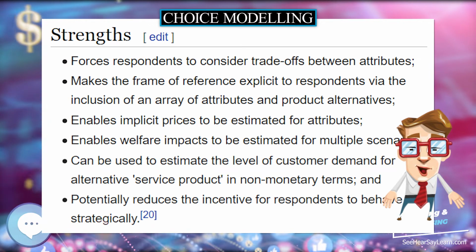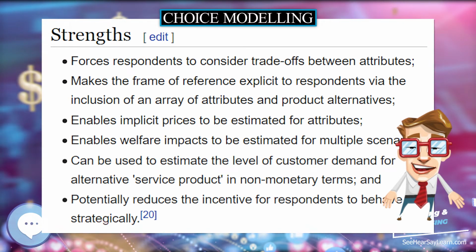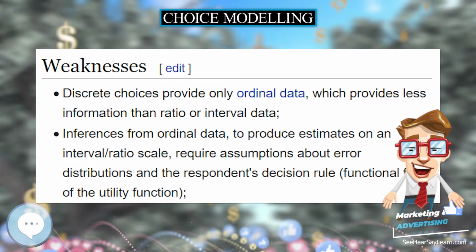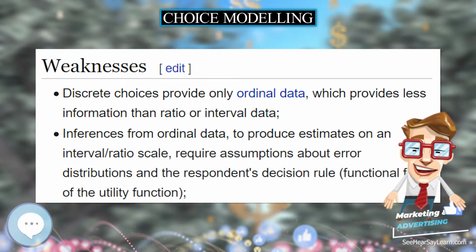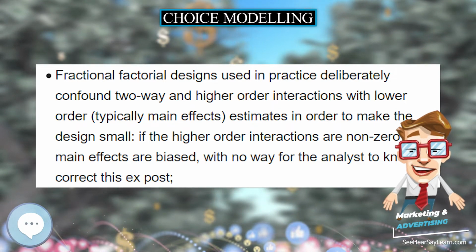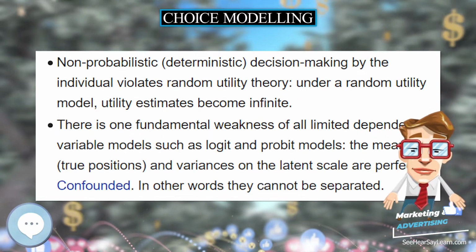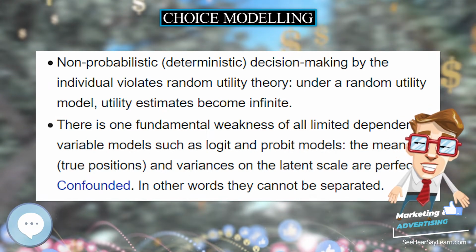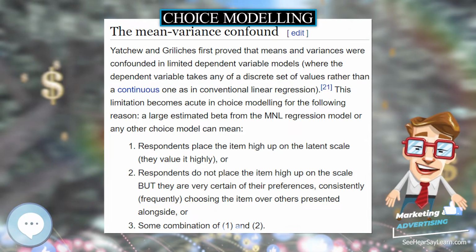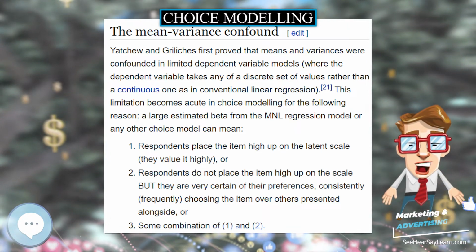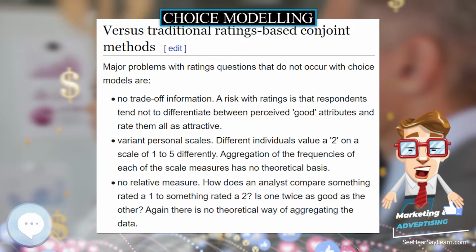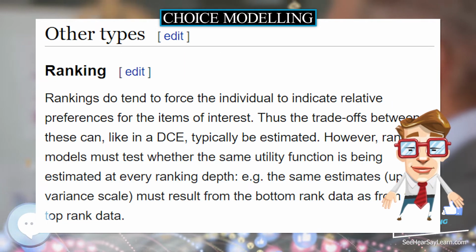It is worth reiterating, however, that small designs that estimate main effects typically do so by deliberately confounding higher order interactions with the main effects. This means that unless those interactions are zero in practice, the analyst will obtain biased estimates of the main effects. Furthermore, he has 1. No way of testing this, and 2. No way of correcting it in analysis. This emphasizes the crucial role of design in DCEs.